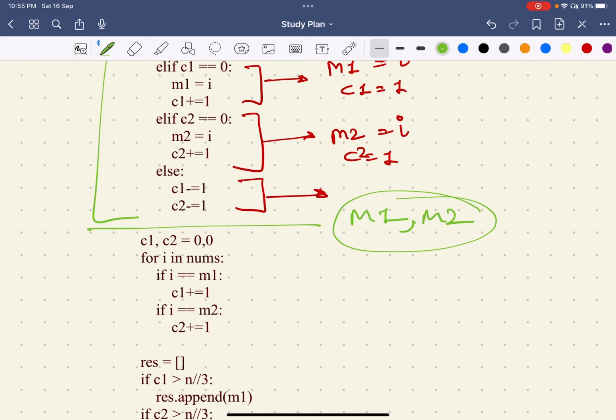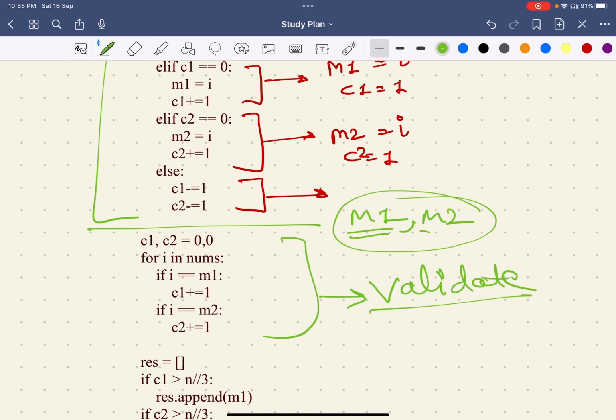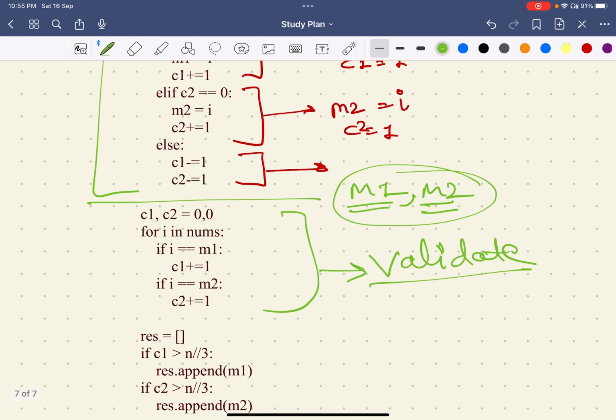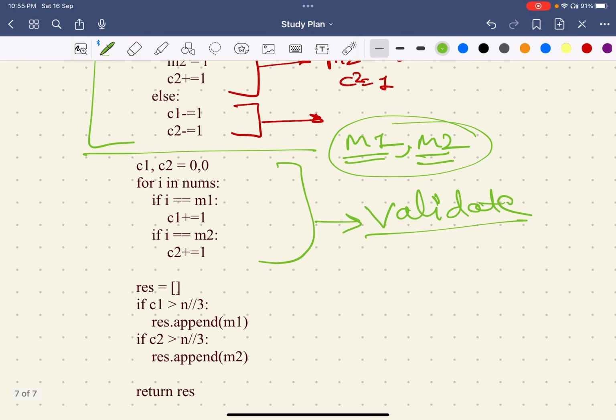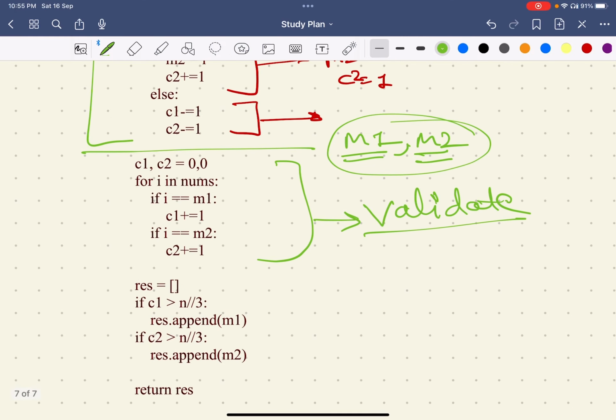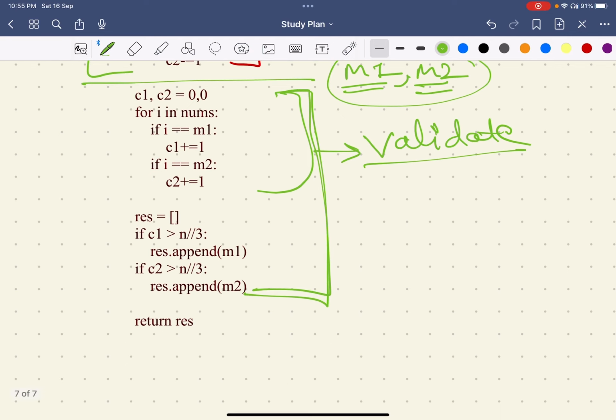After that, I will validate whether the occurrences of my majority element 1 and majority element 2 are greater than n/3 times or not. Here I'm just calculating the counts, and this whole part is validation, and at the end of the day I'm validating and returning my result.